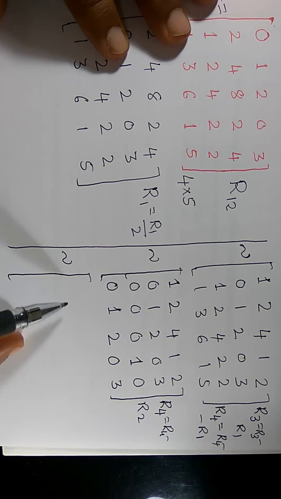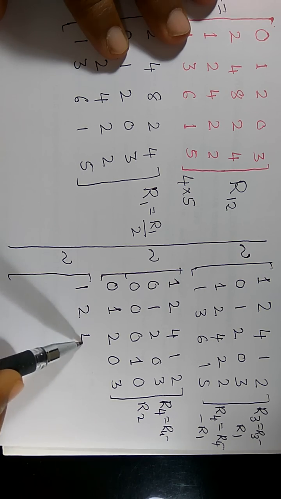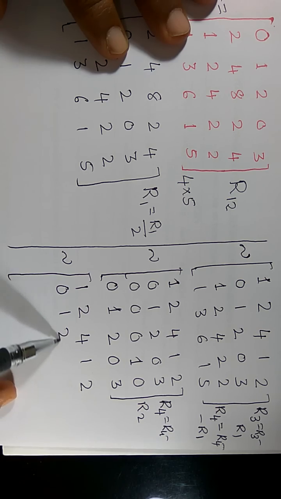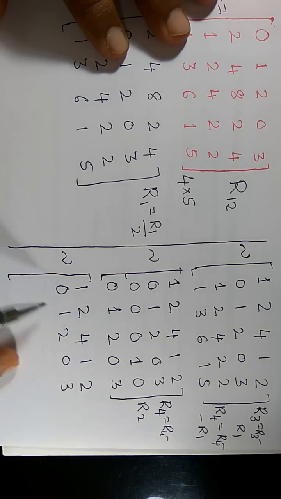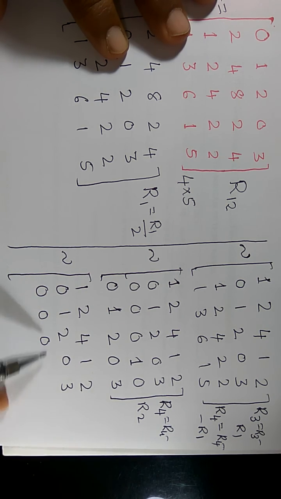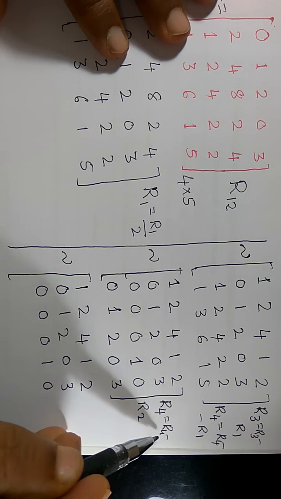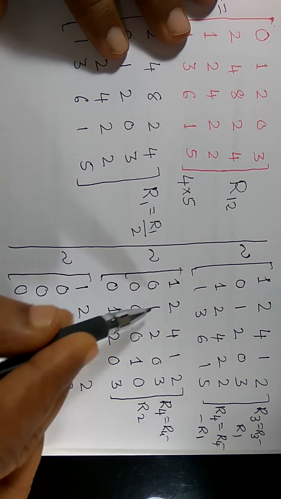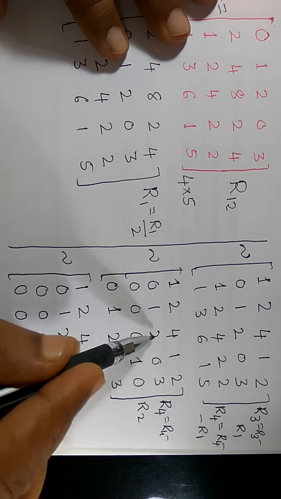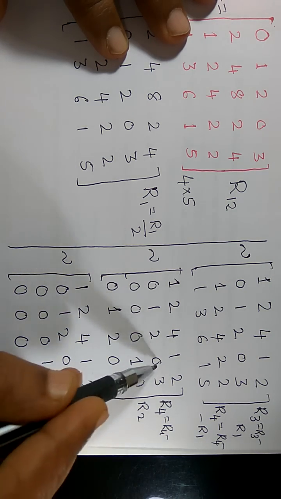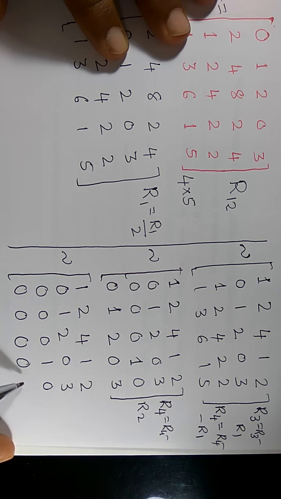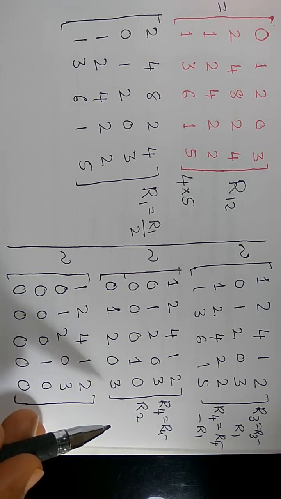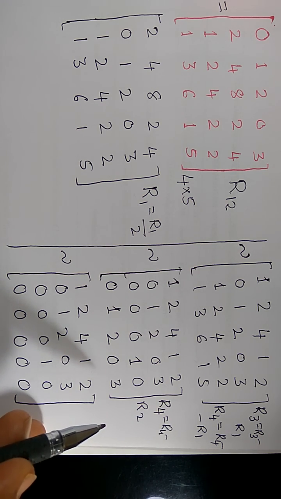So what is the equivalent matrix? Right? The first row as it is: 1, 2, 4, 1, 2. Second row: 0, 1, 2, 0, 3. Third row also: 0, 0, 0, 1, 0. R4 is going to change. R4 minus R2: 0 minus 0, 0. 1 minus 1, 0. 2 minus 2, 0. 0 minus 0. 3 minus 3. I hope we have obtained a new equivalent matrix.